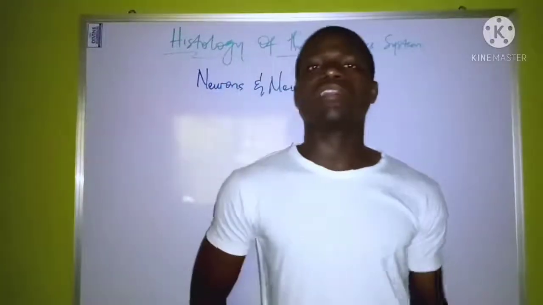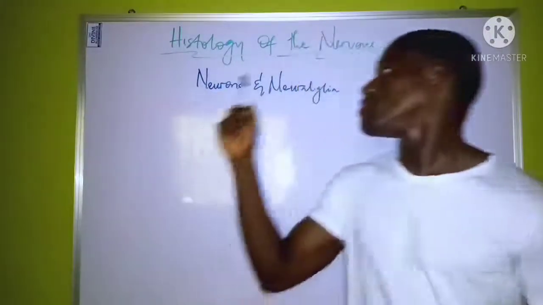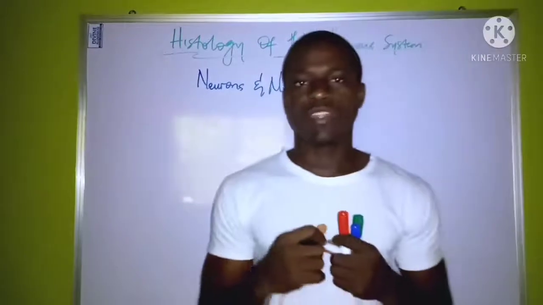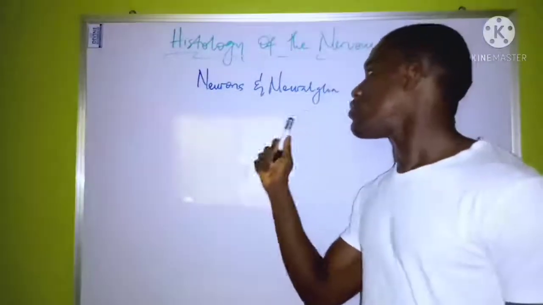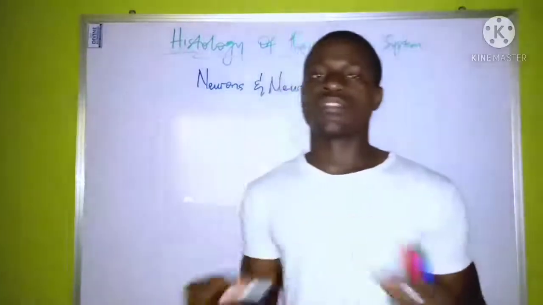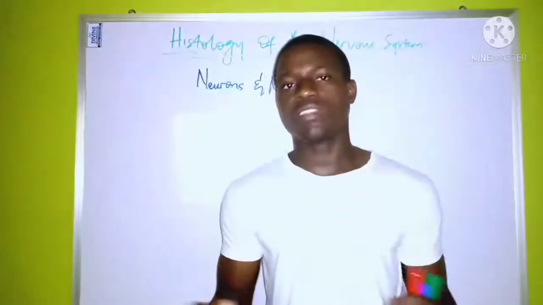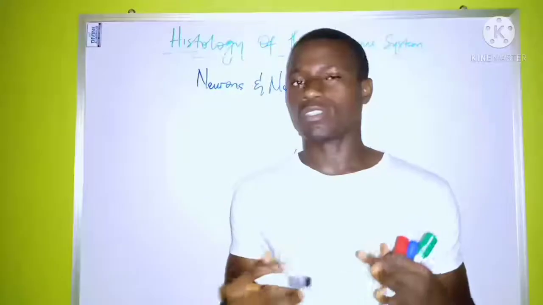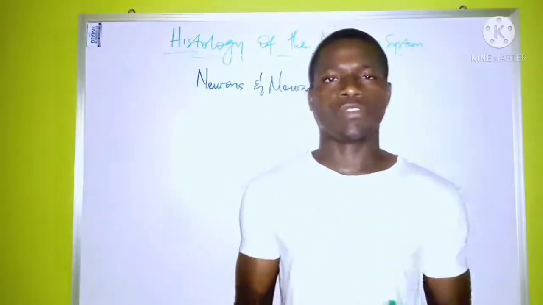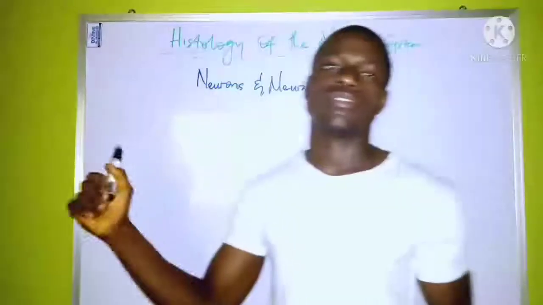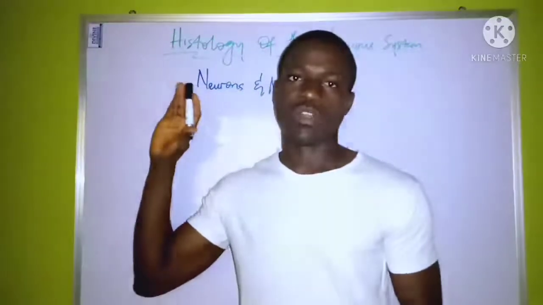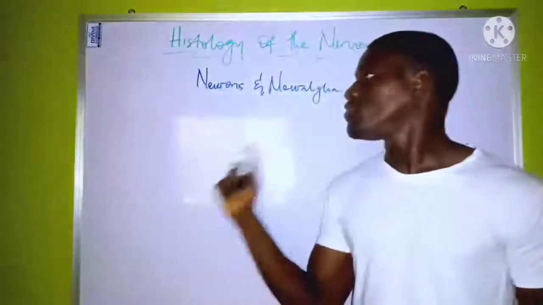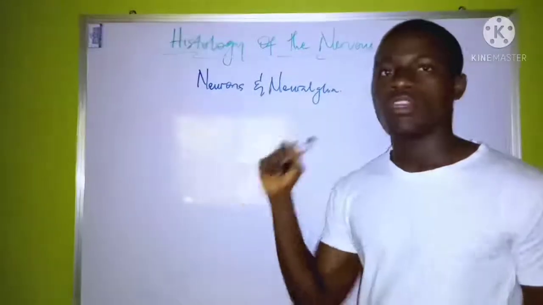Registered nurse Ovie. In this video, we'll be talking on histology of the nervous system. Histology of the nervous system comprises the neurons and the neuroglia. In our previous video, we said neurons are the functional unit of the nervous system, while neuroglia are the supporting structures of the neurons. These are the basic units of the nervous system. Neurons have already been discussed in our previous video, and now in this video we'll pay more attention to neuroglia.